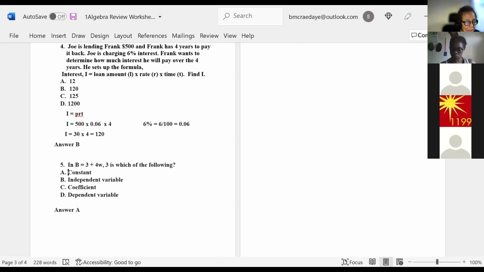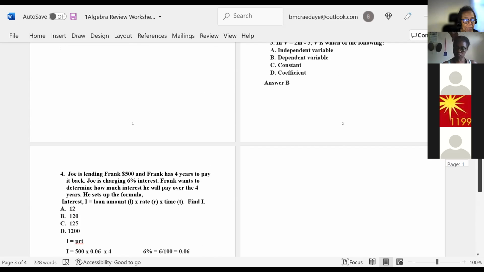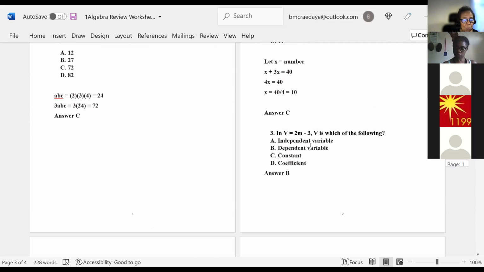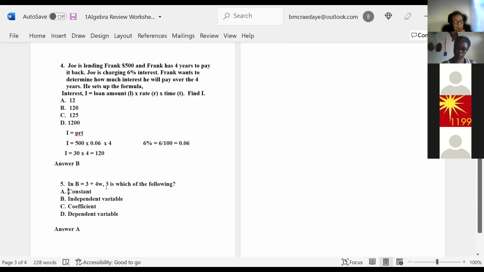Yes, Maureen. What is the difference between number 5 and number 3? Number 5 and number 3. Well, it's what we asked for. In number 5, we asked for the constant. In number 3, we said V is which of the following. That's the output. The V is the output or the dependent variable. So V, your output, is your dependent variable. Whereas in number 5, we gave you a number and we said, what does that represent? Which of the following?